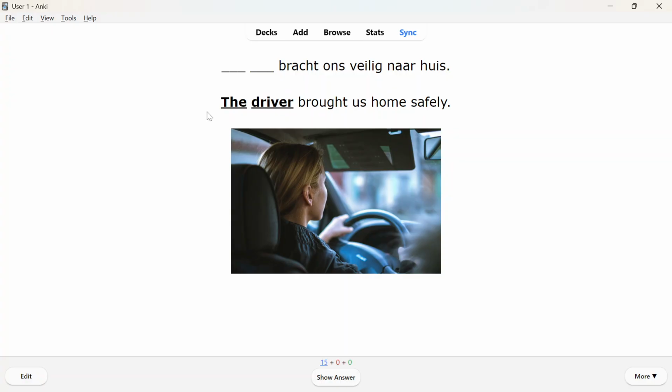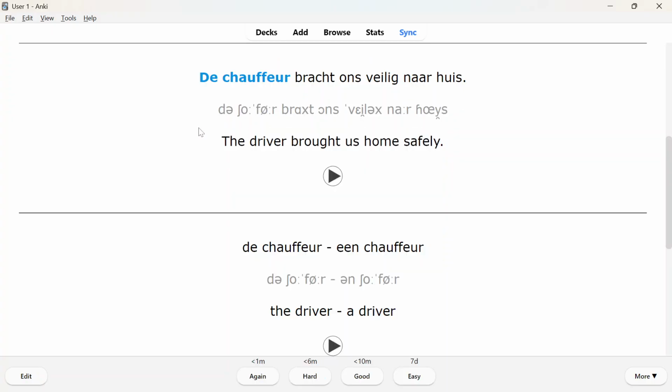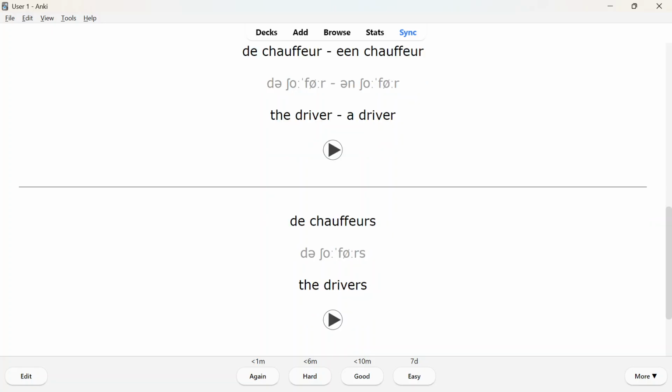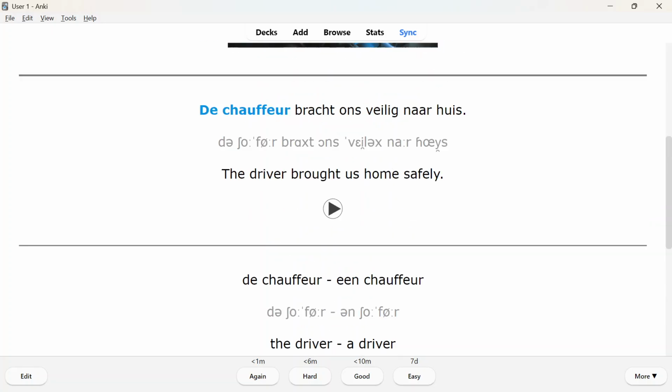Now, why is this the case? This is because many studies have shown that it's easier to understand something and memorize it if you have a visual representation. So this will really help you memorize and understand the Dutch word for the driver. Let's see what the correct answer is. De chauffeur bracht ons veilig naar huis. De chauffeur, een chauffeur. De chauffeurs. Great. So the answer was the chauffeur.